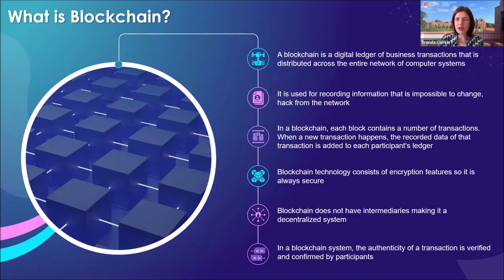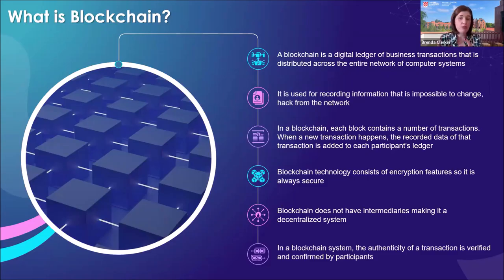So, some of the elements of the blockchain technology here. It mentions that it is a digital ledger of business transactions, so some data that you want to store. That is distributed across the entire network of computer systems. This is the element that's slightly different to how we may do business today. I'll talk about different types of blockchain later, but you can have public ones which everybody can access, and you can have private ones which are more succinct and focused on a particular functionality, okay?